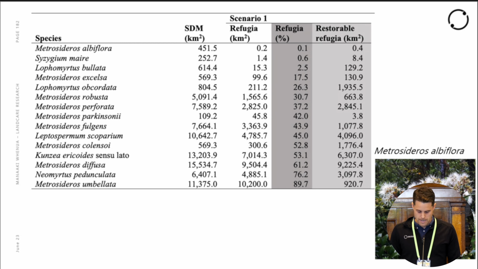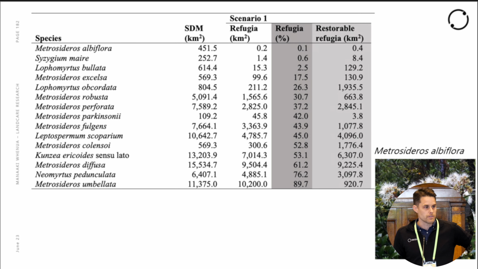And just finally, this table here shows the New Zealand Myrtaceae that we assessed ranked by their refugia. So you probably only really need to look at that dark grey column, which shows the percentage of refugia that they have. So as you can see, the situation for some of these species is pretty dire. For example, the top one, Metrosideros albiflora, which is one of the climbing rata or aka vines that Hone was talking about before, has only 0.1 percent of its range outside even the most optimistic scenario.